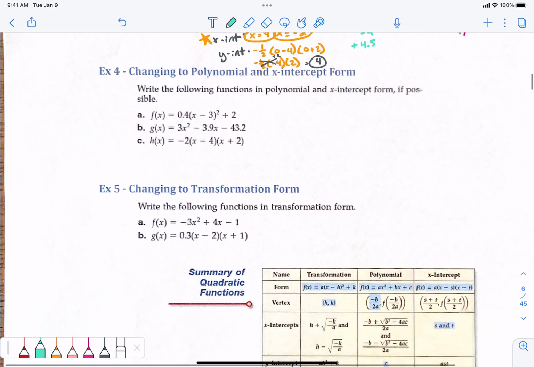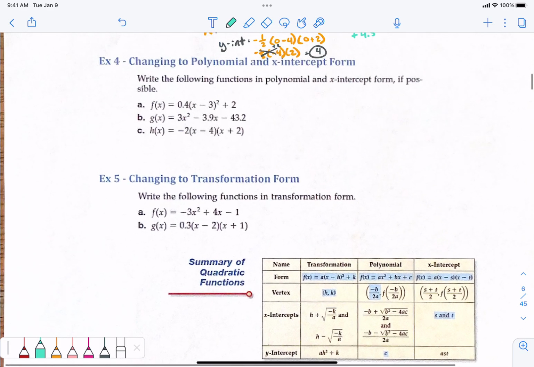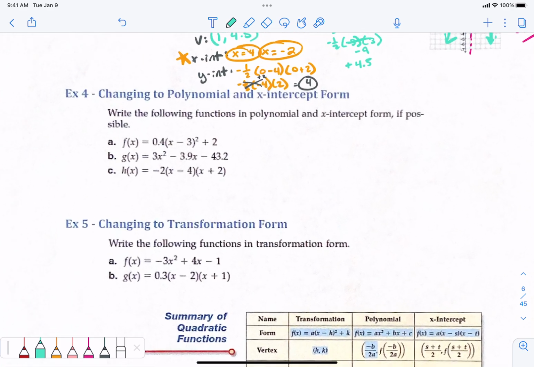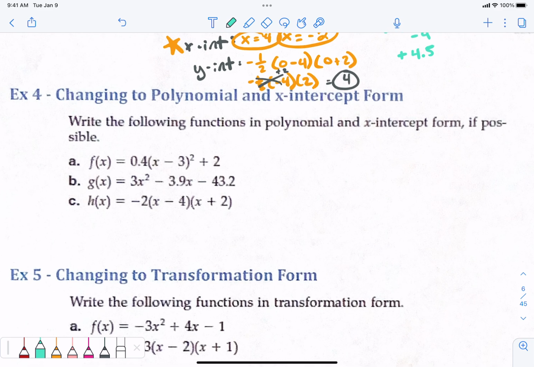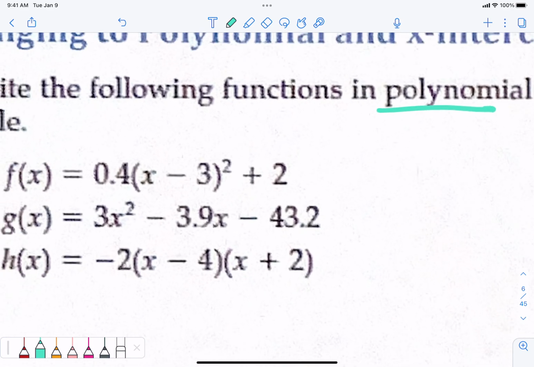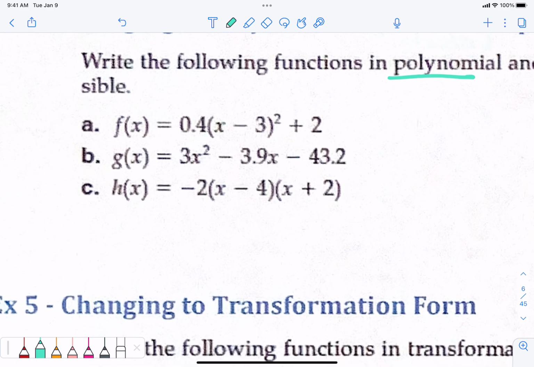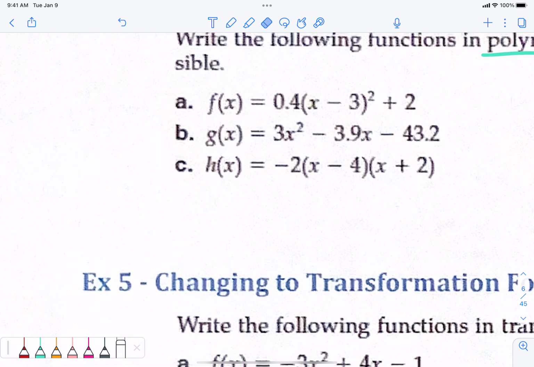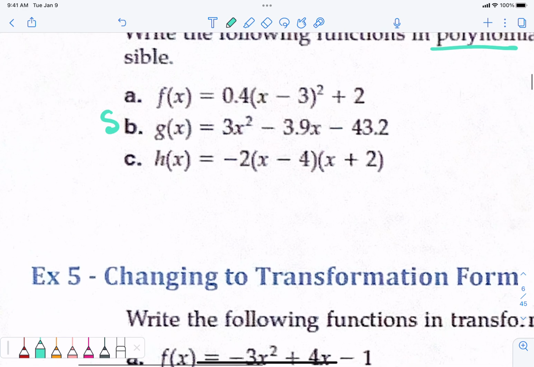Let's go down to example 4 and example 5. They are going to be similar to each other with a couple differences. We're only going to do a couple of these, okay? They say write the following functions in polynomial and in x-intercept form, okay? So polynomial is that standard form, all right? Standard form. Do we have any of these A, B, or C in standard form already? Yeah. Which one? B is in standard form, right? What is A in? Vertex form, right? Vertex form. What is C? X-intercept form or factored form. Okay? That's what those guys are.